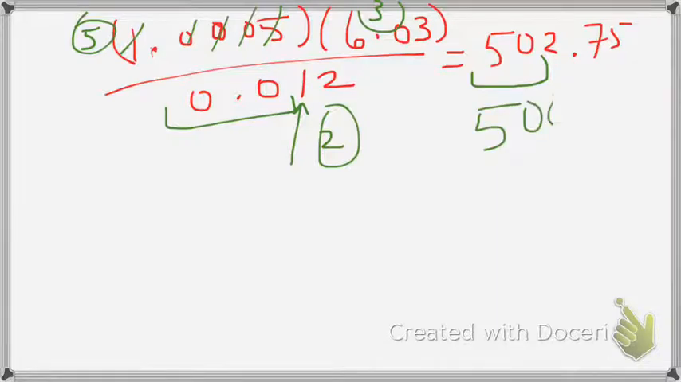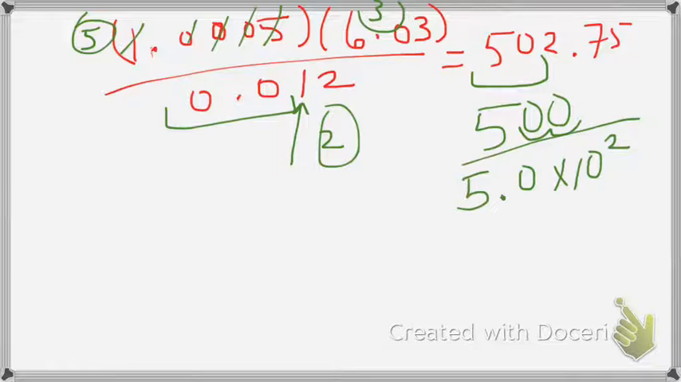So if we're going to be precise, it's 500, but that would only have one significant figure, so we can even say it's 5.0 times 10 to the power 2. 1, 2. See, that's where you get times 10 to the power 2. So that would be the answer to the correct number of significant figures.